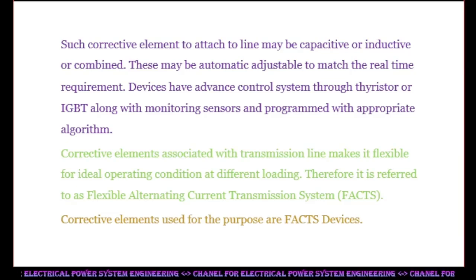These may be automatically adjustable to match the real-time requirement. Devices have an advanced control system through thyristor or IGBT, along with monitoring sensors, and are programmed with an appropriate algorithm. Corrective elements associated with the transmission line make it flexible for ideal operating condition at different loading. Therefore, it is referred to as flexible alternating current transmission system, FACTS. Corrective elements used for the purpose are FACTS devices.